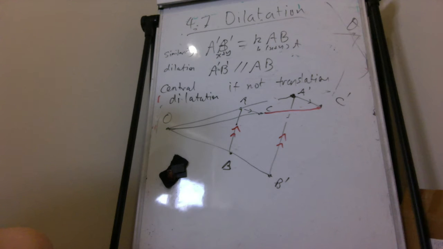And if you say that they're parallel, that means that they're not collinear. That means you've screwed up the question.